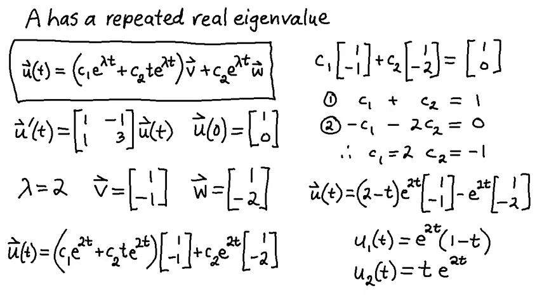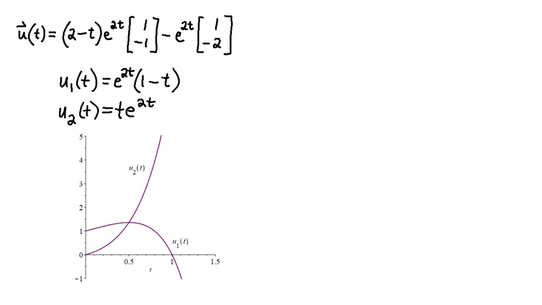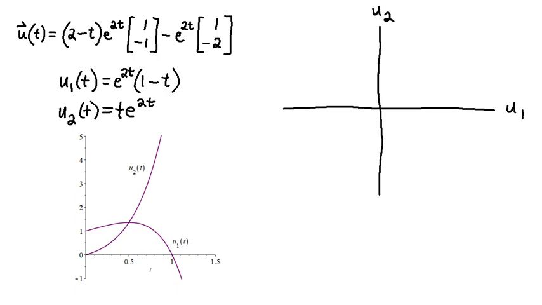We can visualize this solution in a couple of ways. We can plot u1 and u2 versus t like this. We can also plot the result in u1, u2 space, and to help us create such a plot, I'll lay down the family of eigenvectors. However, this family won't play an immediate role in our sketch.